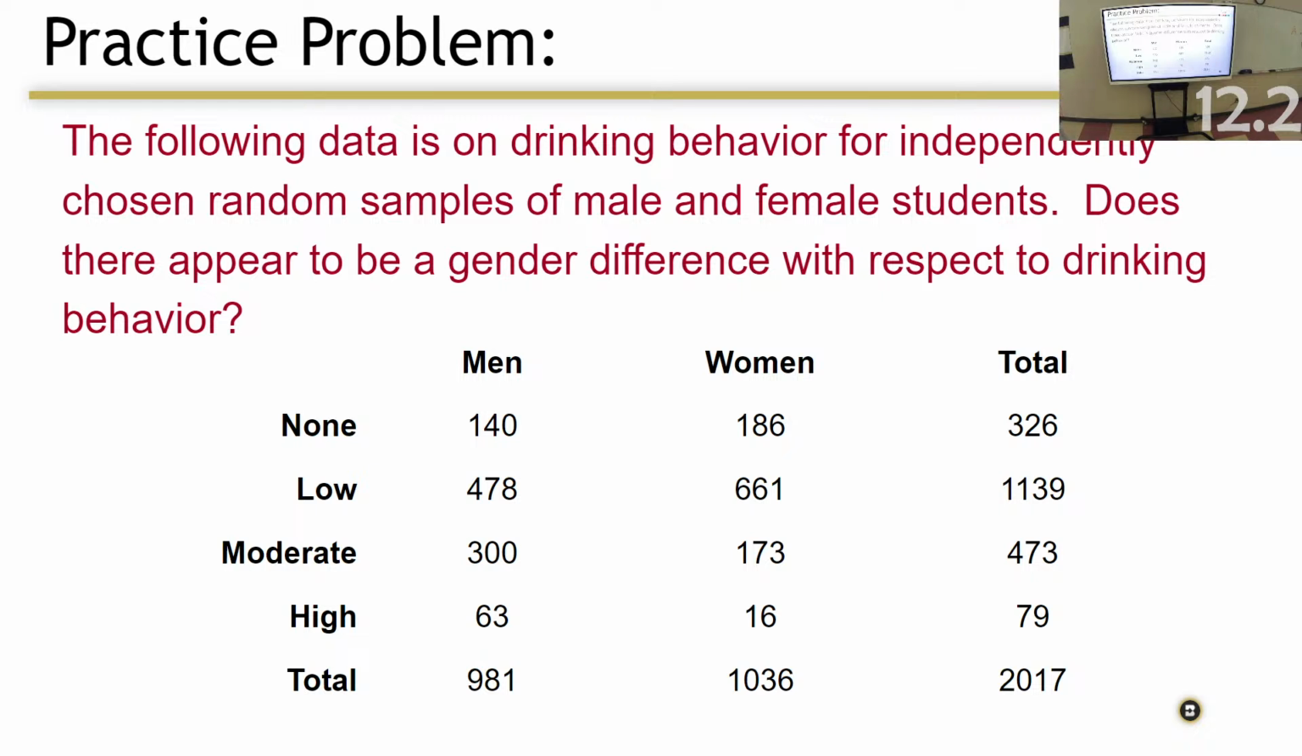Here I have a table. It's either independence or homogeneity. The following data is on drinking behavior for independent, randomly chosen samples. Homogeneity. Done. Independent random samples. You've got more than one sample.